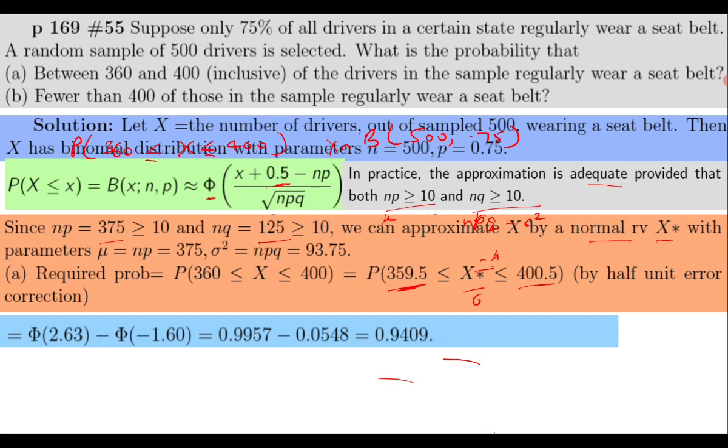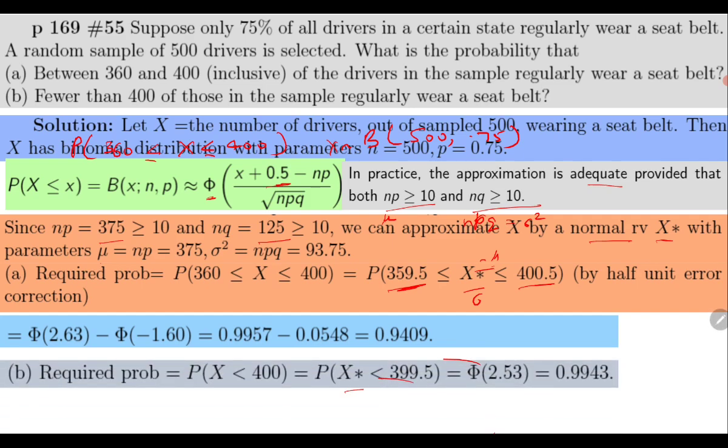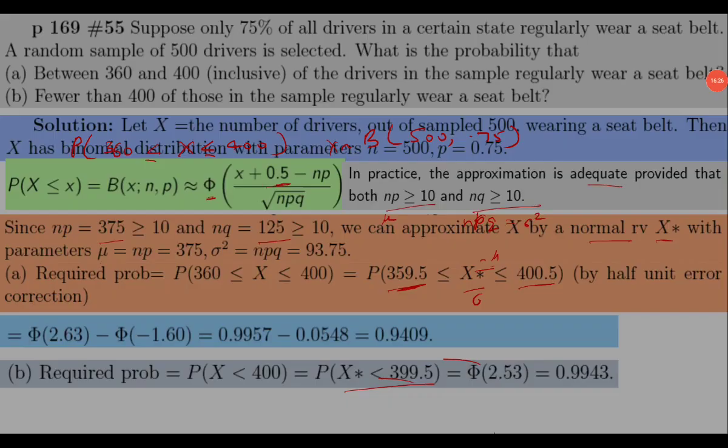The last part says fewer than 400, so probability of X less than 400, again you will approximate using normal distribution and get the required answer. So that's all from normal distribution. In the next video, you will see questions related to exponential and gamma function.